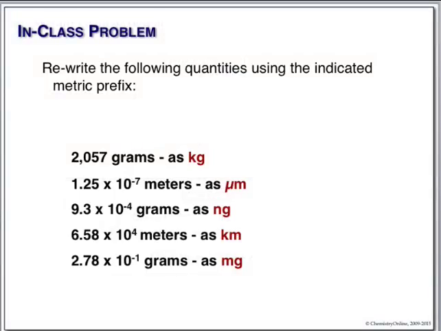Let's wind up the section just by doing some simple conversions here in class. Go ahead and take each of these measurements and convert them into the units that are shown here. Just in case you can't remember, kilo is 1,000, micro is 10 to the minus 6, nano is 10 to the minus 9, milli is 10 to the minus 3. Or you could simply look back 2 or 3 slides and get the list.